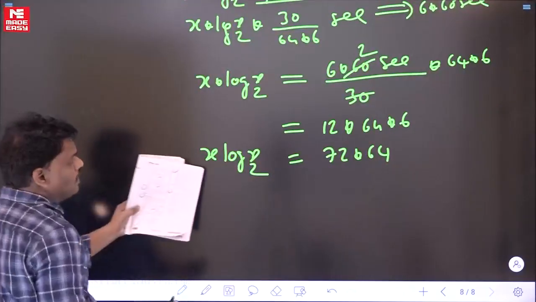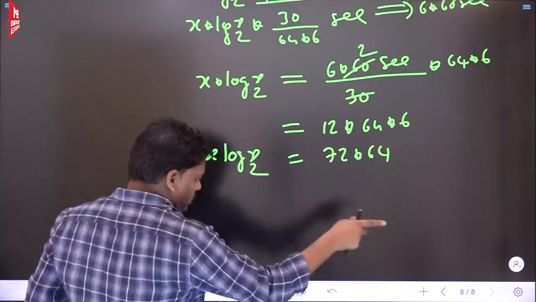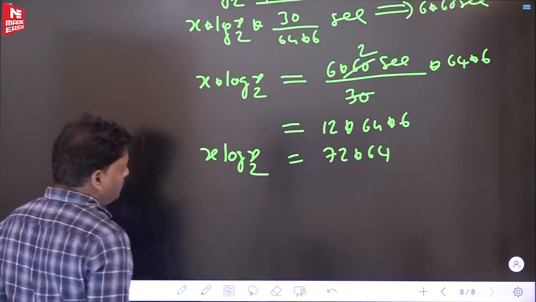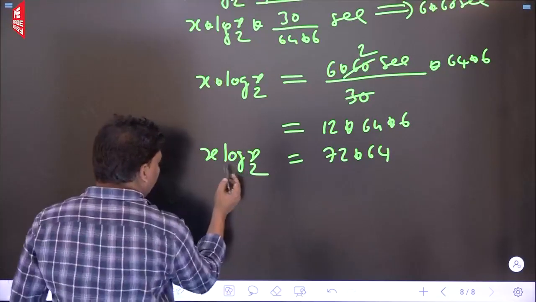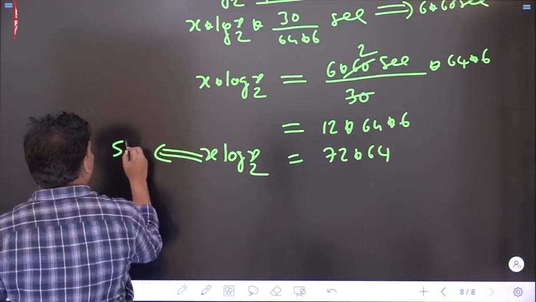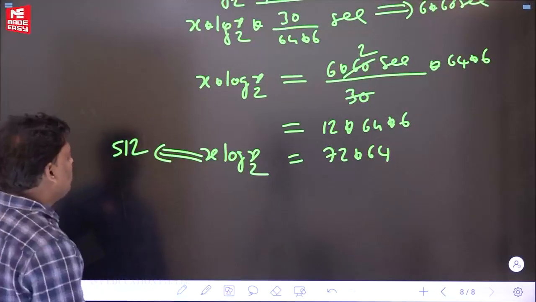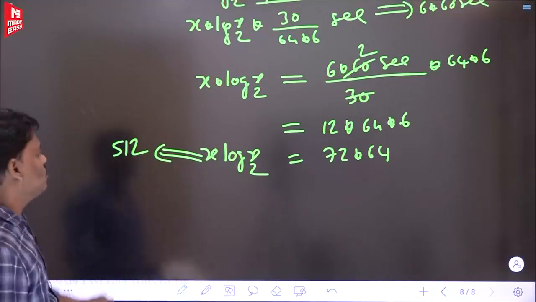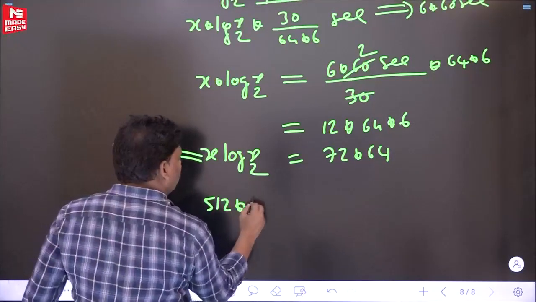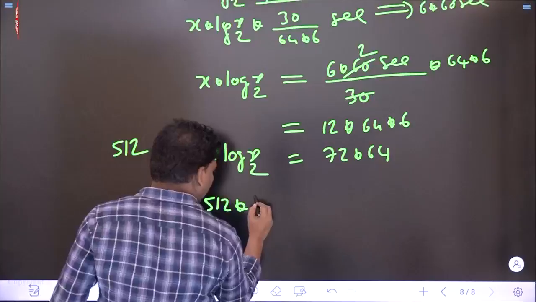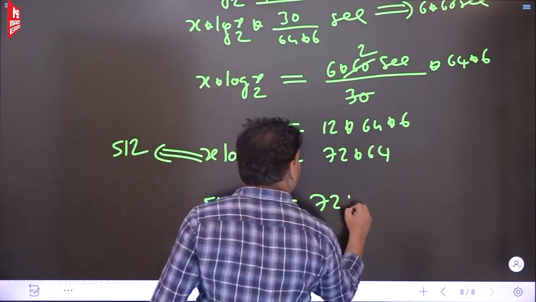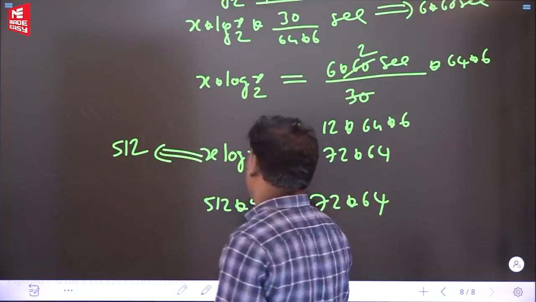Can you say for which X value both are equal? In the options, whatever is there, you can find out. Otherwise you can slowly substitute by yourself. It is up to you. I still remember, replace X by 512. This problem can be solved. If you replace X by 512, what is the answer? 512 into log 512 base 2. 512 is 2 power 9, so 9 into 512 is equal to 72 into 64. If you want, you can check both are equal.